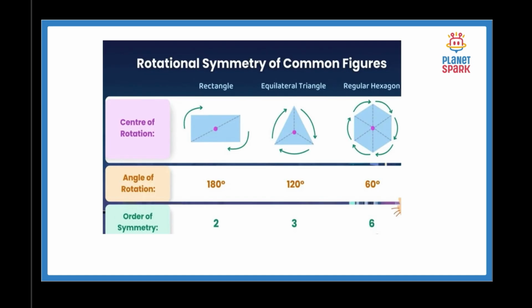Let's learn what is center of rotation. Center of rotation is the point from where my figure rotates. I've marked center of rotation for a rectangle, a triangle, and a regular hexagon. Angle of rotation of a rectangle is 180 degree. Order of symmetry is 2. Similarly, for the equilateral triangle, angle is 120. Order of symmetry is 3. For a regular hexagon, angle of rotation is 60 degree and order is 6.